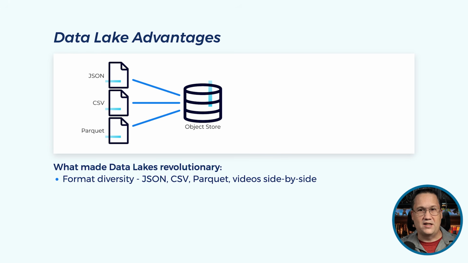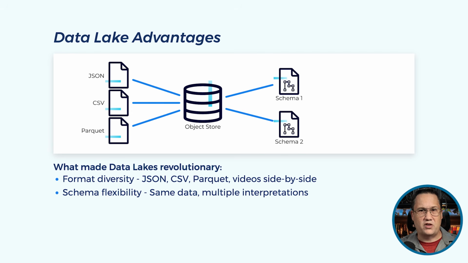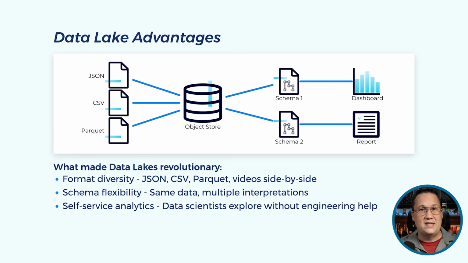We could store files in any format, including JSON, CSV, or Parquet. Files could be stored side by side, keeping related documents and media together. And we can interpret the files multiple ways, changing schemas based on our needs. Essentially, each team extracts the fields that matter for their use case, ignoring anything extra. Data scientists could query and build reports without modifying sources or needing engineering help.